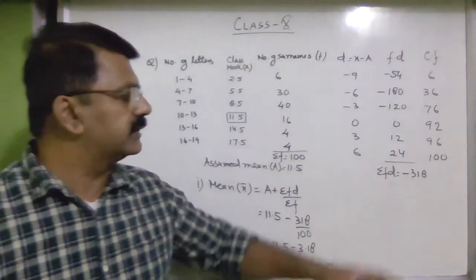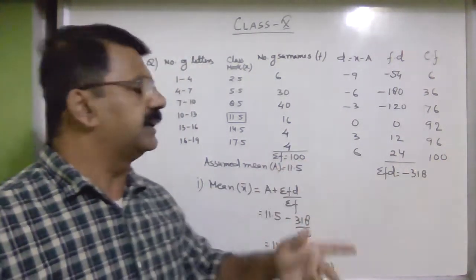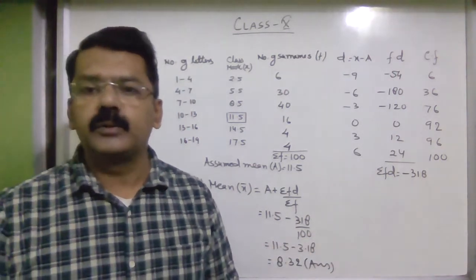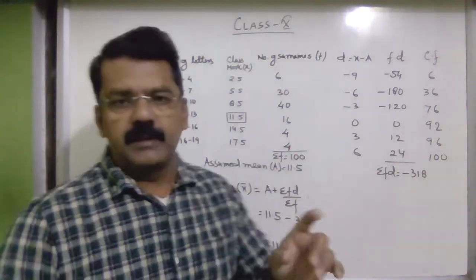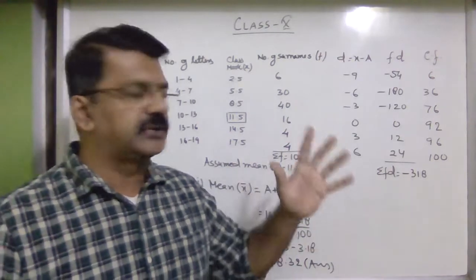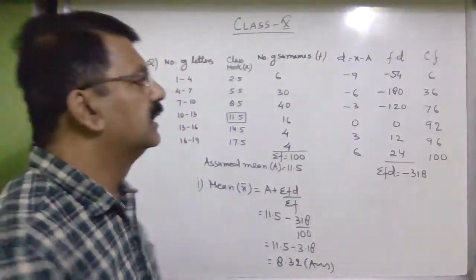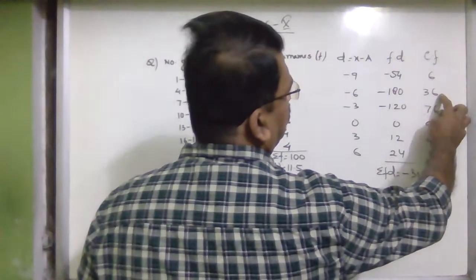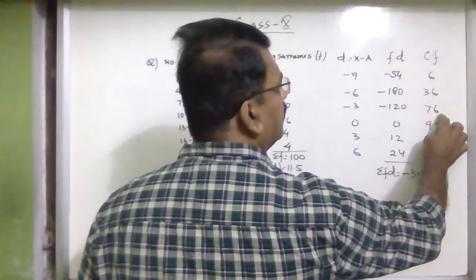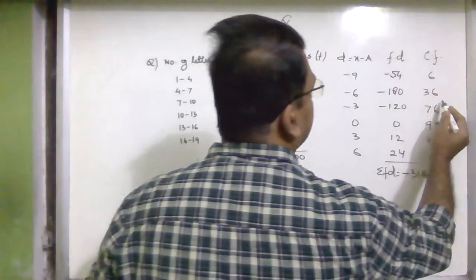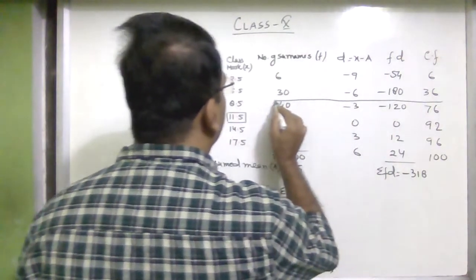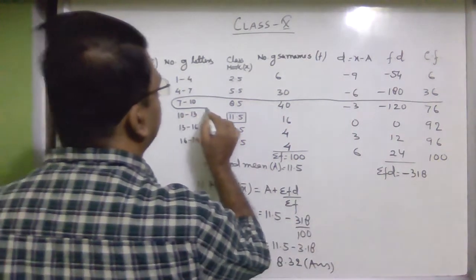Now the total frequency, as you can see here, is 100, and 100 upon 2 is 50. Now you have to see in which class the item 50 lies. So you see it is up to 36 and it is up to 76. So 50 lies in this only. So this will be the medial class.